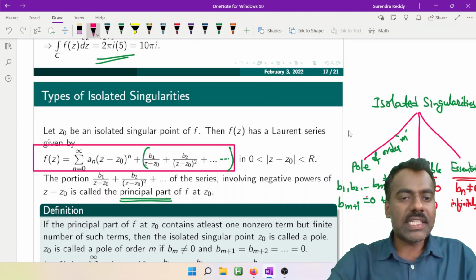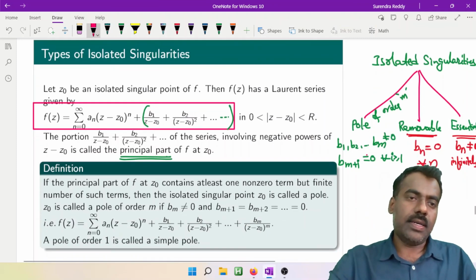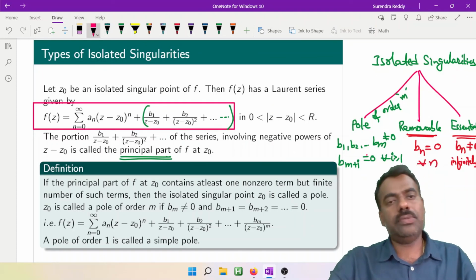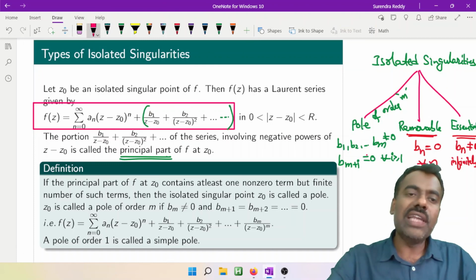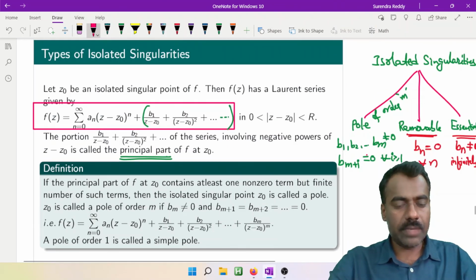In the next class, we'll see more about poles, and then we'll go to zeros of an analytic function. Then we'll see whether there is any relation between zeros and poles. That we'll see in the next class. We'll stop here.